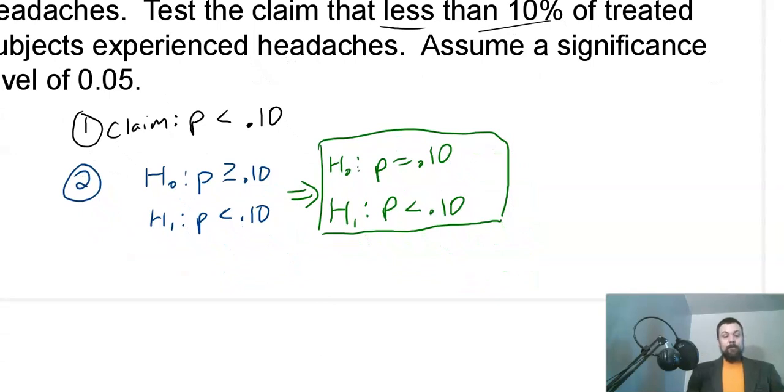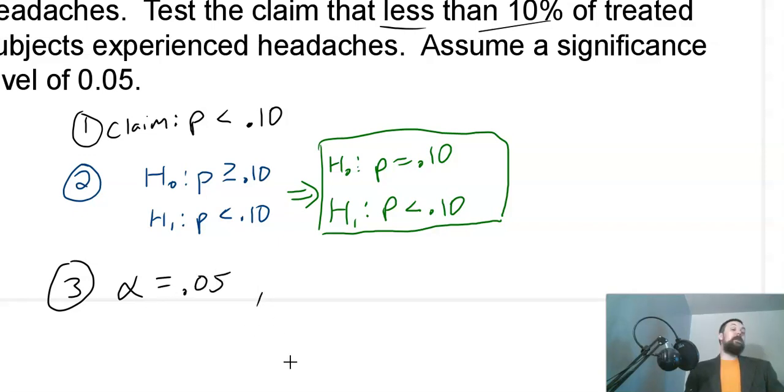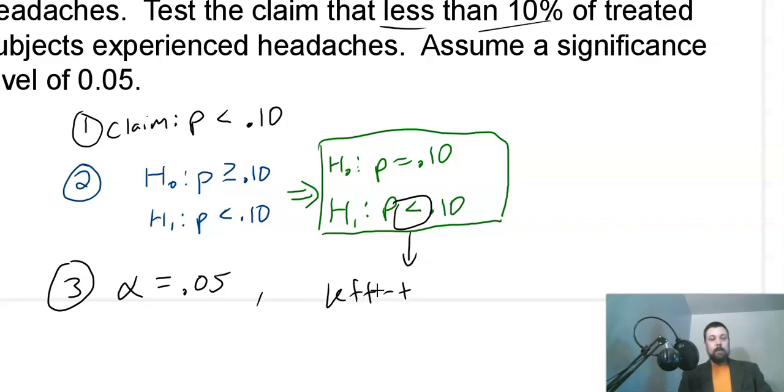Phase 3 is to identify alpha, which in this case is 0.05. And whether it's a left tail, right tail, or two tail test, the shortcut is to look at the alternative hypothesis. It's a less than, which means this will be a left tail test.